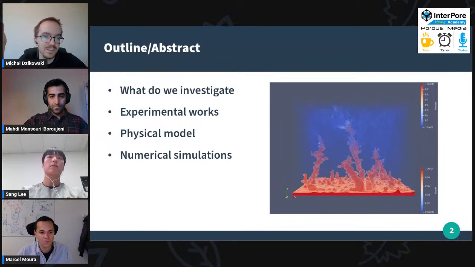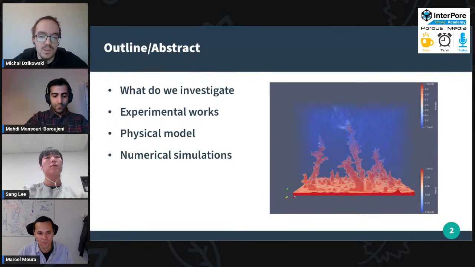And in the right setup, I would say you could create those wormholes, like strong preferential flow paths that are created by the reactive flow. So, for example, karsts, caves, and those large systems, but also very small ones. So those are processes that we investigate.